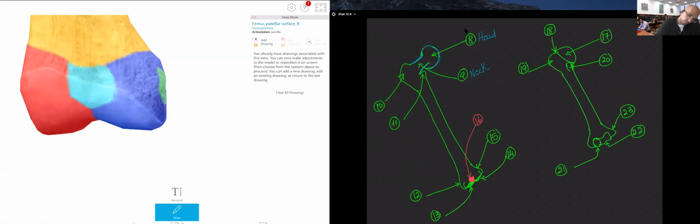And what did we call this large bony eminence on the opposing side to the head? It's my greater trochanter. How about the smaller one, that you see part of it in the anterior view and most of it in the posterior view of the femur? What do you call this one? My lesser trochanter.